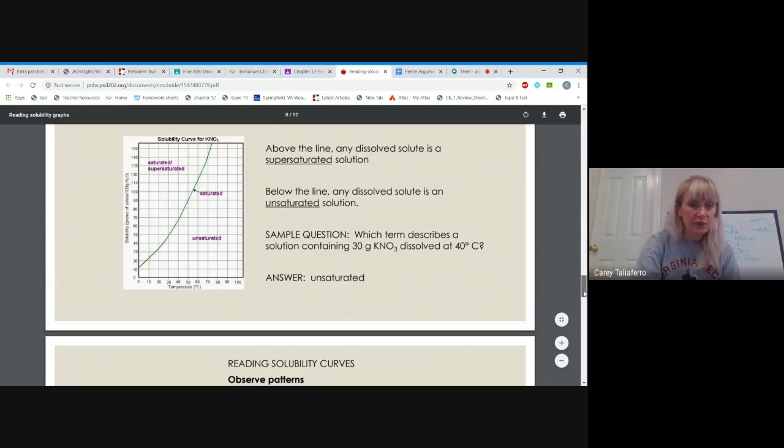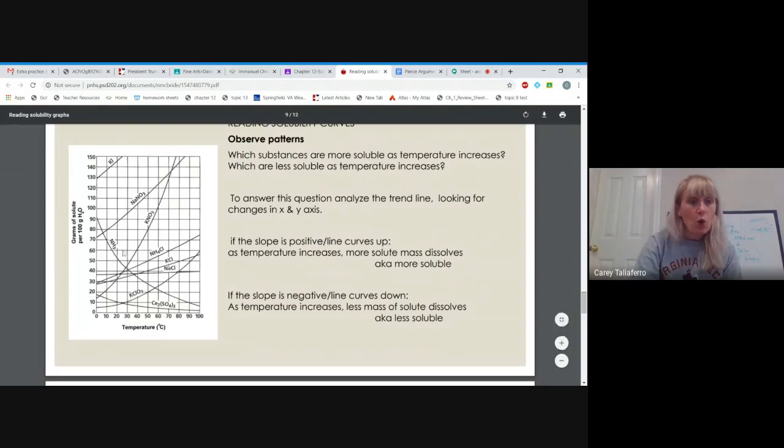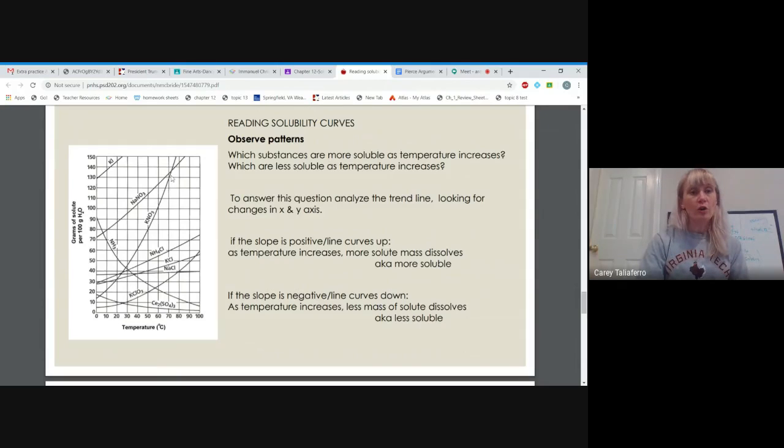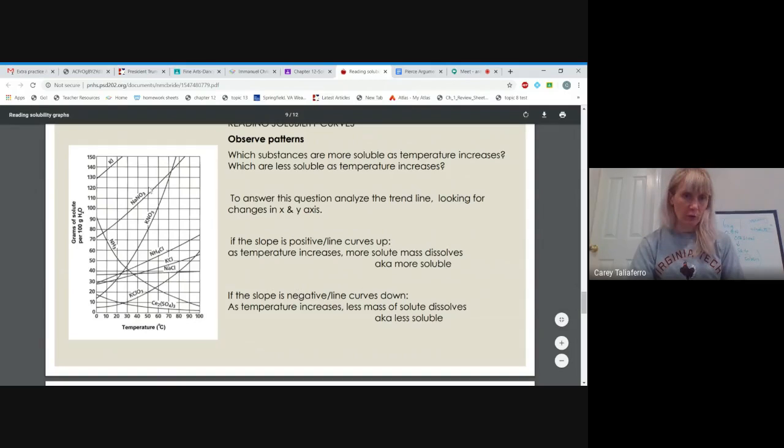Now here is what you're going to see in your activity, a chart very similar to this, where you have multiple solutes and you're trying to see what the solubility of these solutes is in water. So they're all dissolved in water. So it's our comparison of grams of solute per 100 grams of water for all of these substances here. Here are some things to look for. Which substances are more soluble as the temperature increases? Which are less soluble as the temperature increases? So you're looking for changes going up as the temperature and mass increases. That tells you which ones are more soluble as the temperature increases.